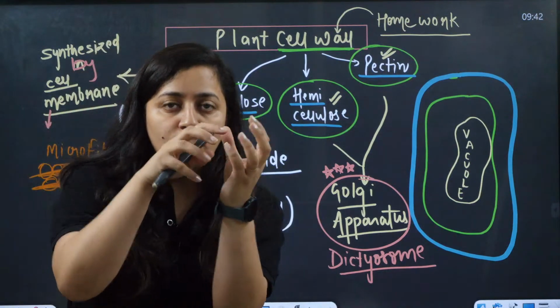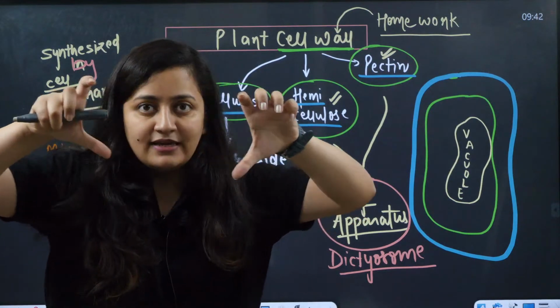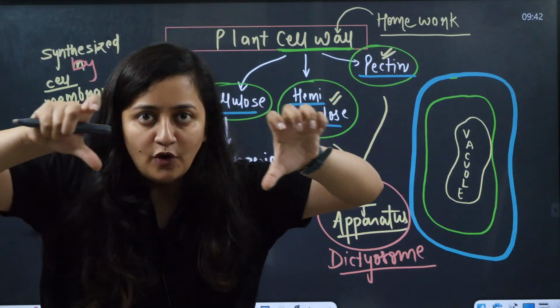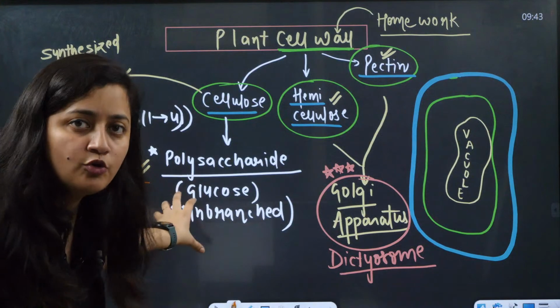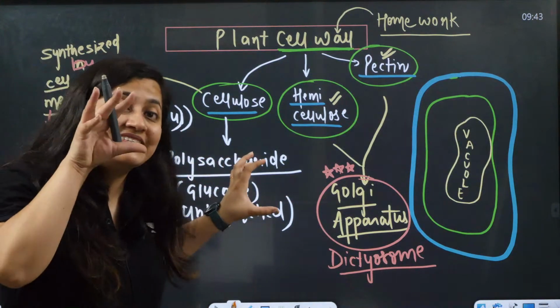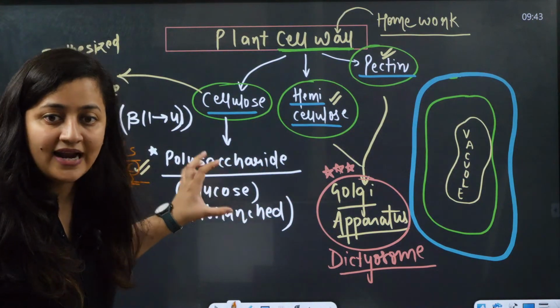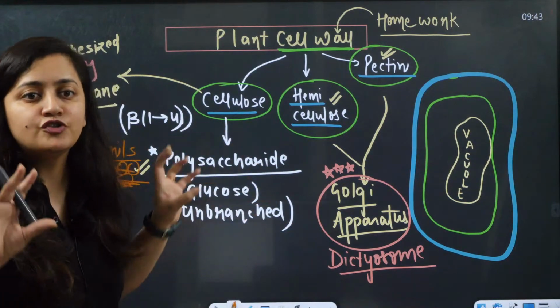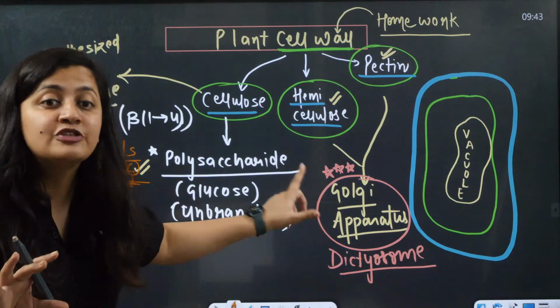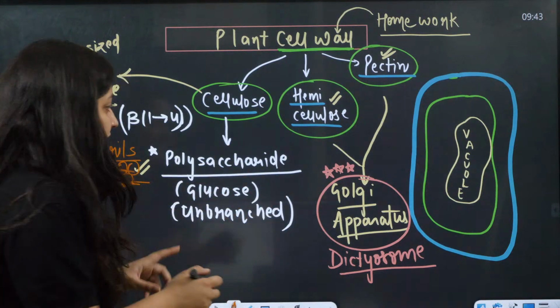So when cellulose, which is a polysaccharide, together forms a bundle, it is forming the microfibrils. So it is going to provide strength to that cell wall. At this time, it is going to be very strong. So it is going to provide the strength, bache.